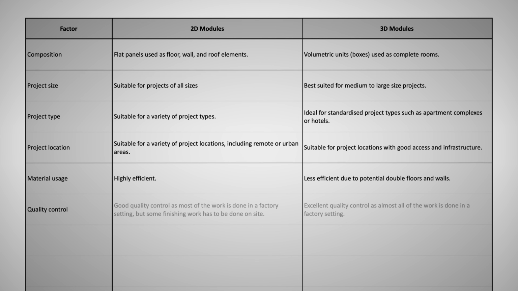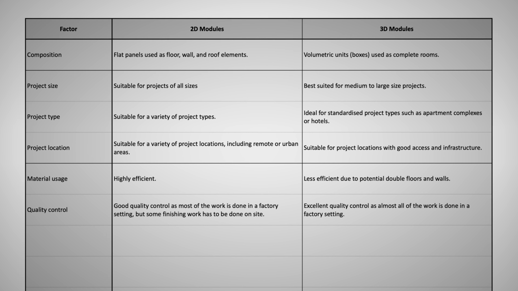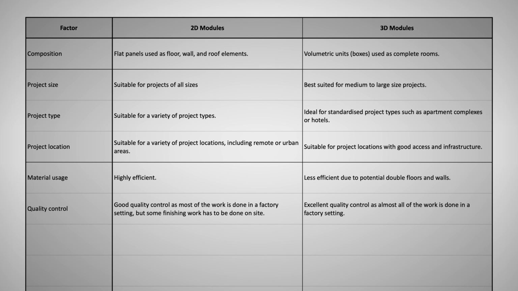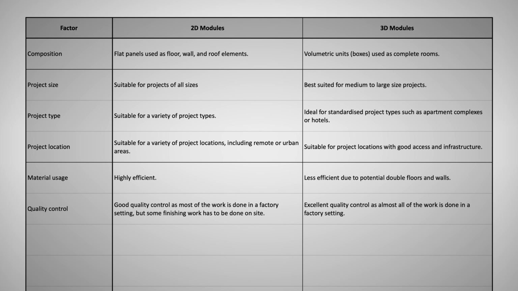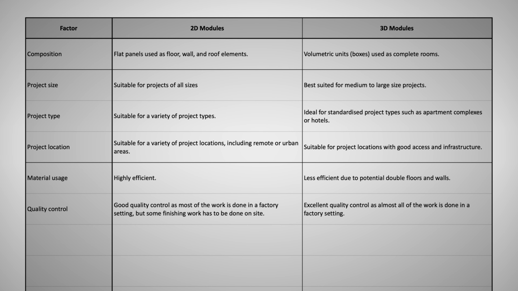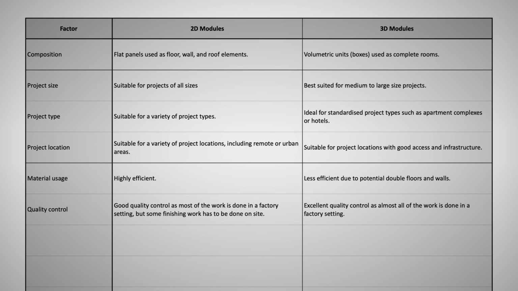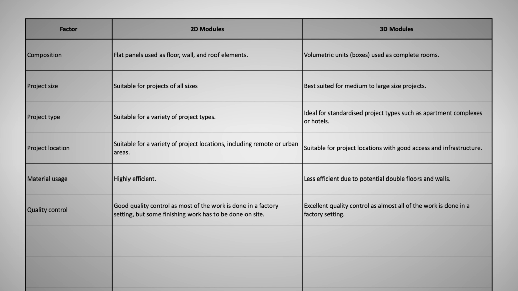Next, let's consider quality control. Both 2D and 3D modules benefit from being manufactured in factory-controlled environments, ensuring consistency and precision in the modules. However, 3D modules excel in this regard, as nearly all of the construction is completed off-site, leaving minimal finishing work for on-site assembly. While 2D modules also maintain good quality, the additional on-site assembly and finishing introduce more potential variability.